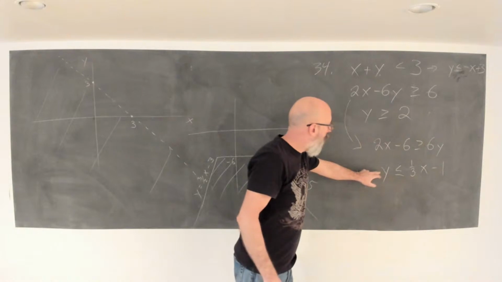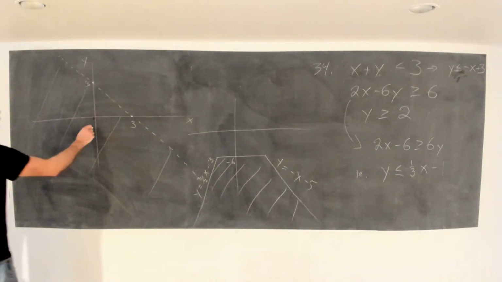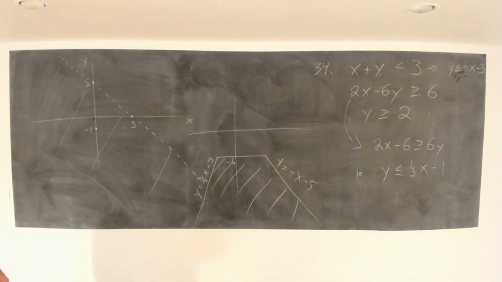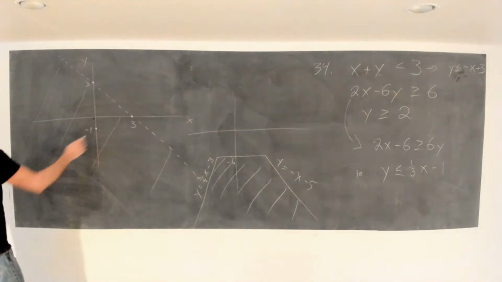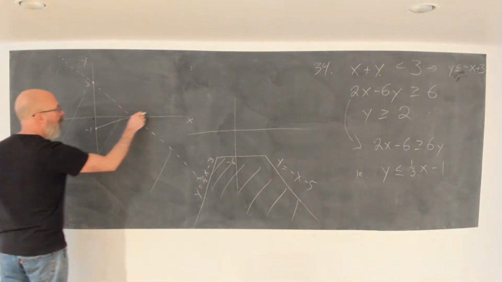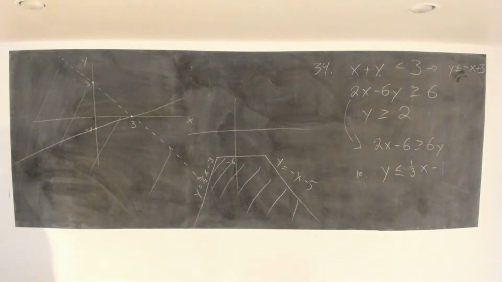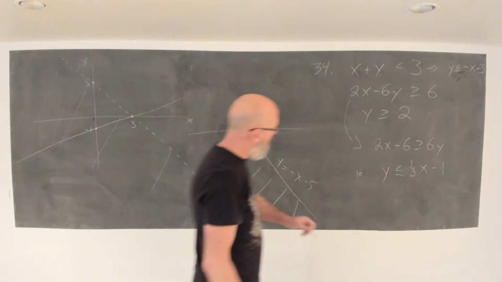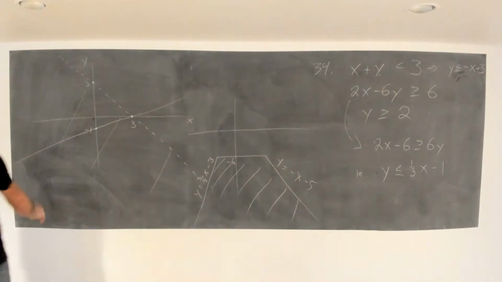Secondly, y less than or equal to this, y-intercept of -1, x-intercept of +3 again. Interesting. So that is included. And what are we looking at here? Less than, again, so everything underneath.